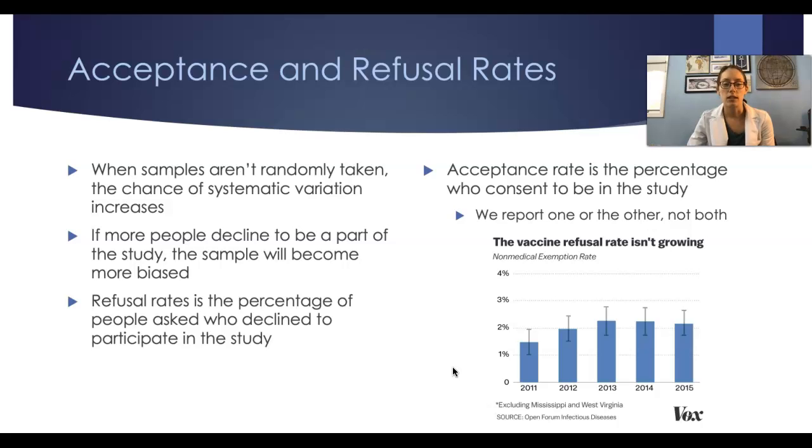And then refusal rate is the percentage of people who were asked but declined to participate. Acceptance rate is the percentage of people who consented to be in the study. So we report one or the other, not both. So for example, here we have vaccine refusals. So we didn't go on the percentage of people who didn't refuse. We're reporting the number of people who did refuse. You don't need one or the other because everything should add up to 100%. So if 3% of people refused vaccines, that means 97% of people did get the vaccine.